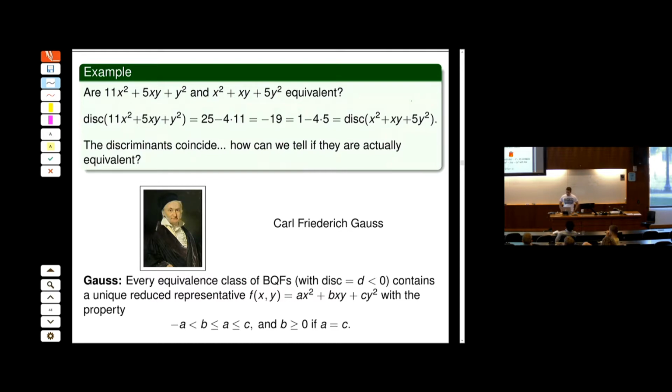Gauss did in the Disquisitiones, and he found that, limiting ourselves for now to negative discriminant, every equivalence class of binary quadratic forms contains a unique reduced representative with the property that B is between minus A and less or equal to A, and A is less or equal to C. And if A is equal to C, then B is positive. So there is one such reduced form in each equivalence class.